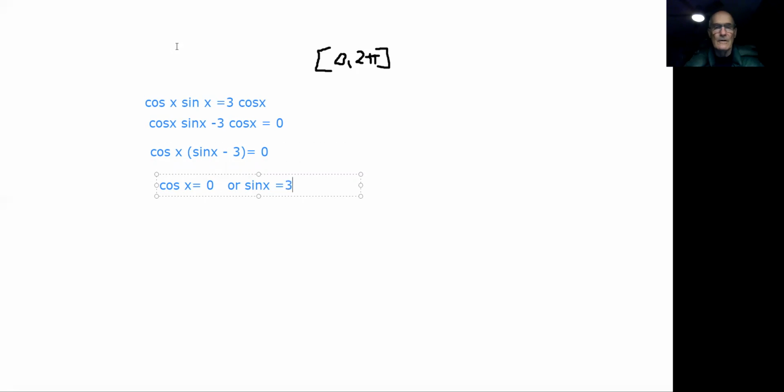Now, if you'll remember what we learned about the sine and cosine functions, the range of the sine and cosine function is from -1 to 1. So if you try to put an inverse sine of 3 in your calculator, you would get an error message because the sine of x cannot be 3. So there are no solutions to that part.